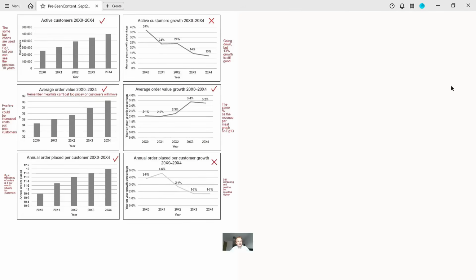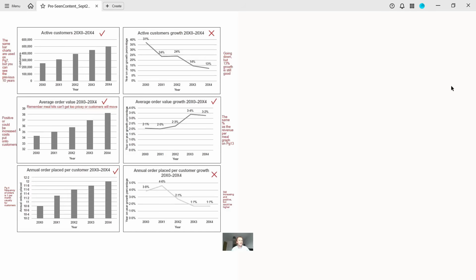So coming on to the last ones, you can see on the left hand side we've been given again some more bar charts which are in a positive trajectory. So active customers are going up, average order value going up, annual orders placed per customer is going up. So very positive on there. You can see my other notes on the side, but it's a case of the market having been developing in the previous 10 years. But this is where you need to be careful with how you interpret it.